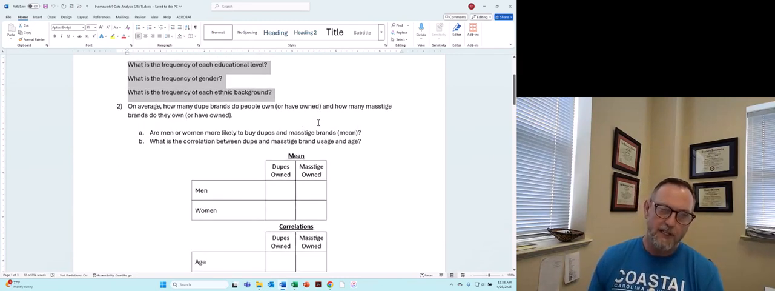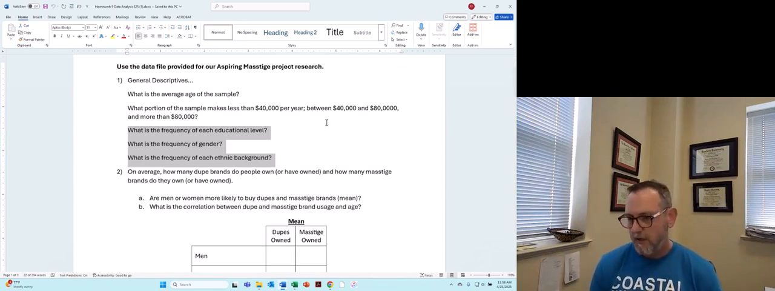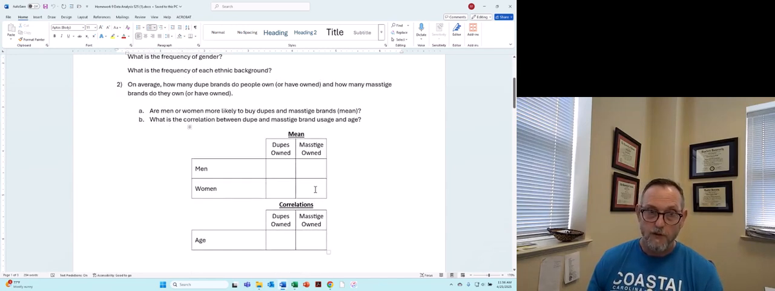These don't really relate necessarily to our research question, but sometimes when we're summarizing data, we want to describe the sample, like who was your sample, what are the distinctions in your sample. That is something researchers will typically do. Okay. All right, next question.